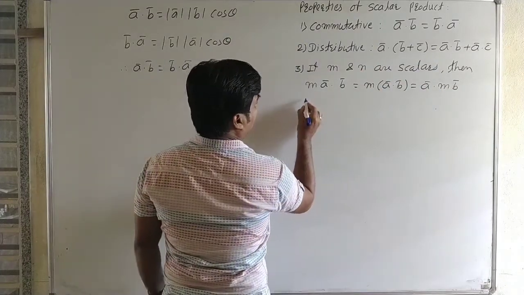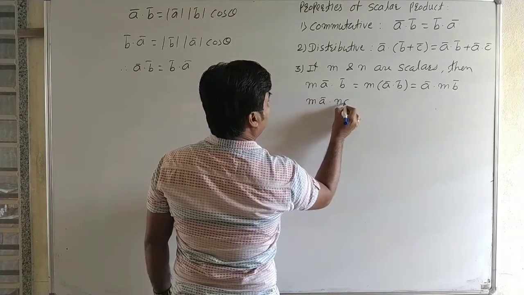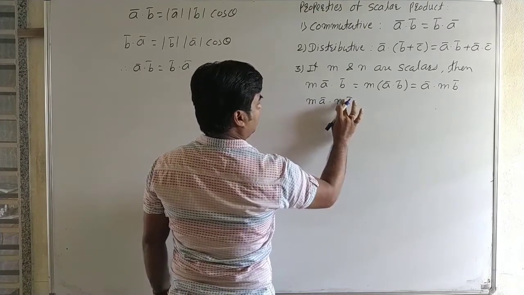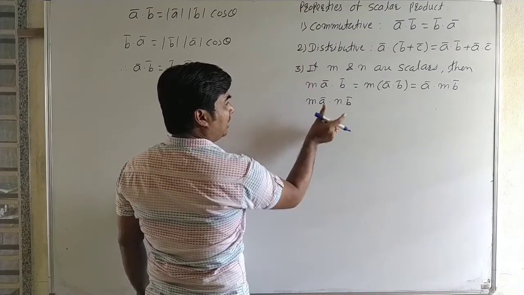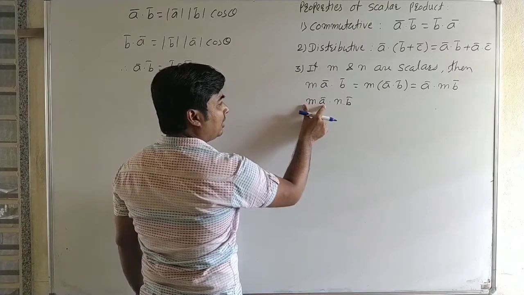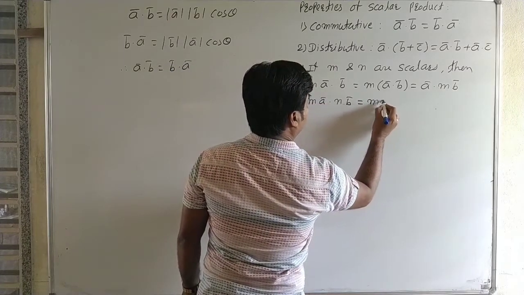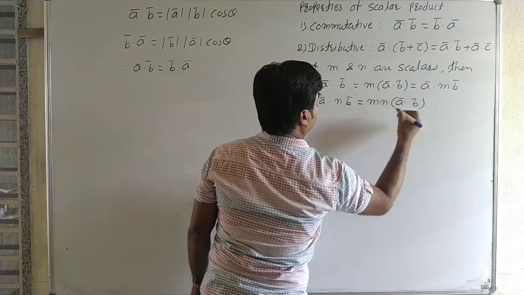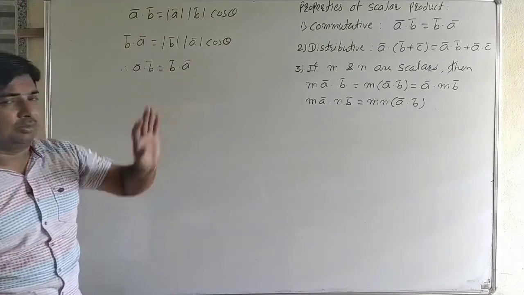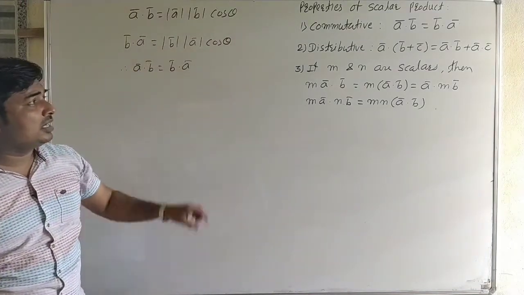multiplication. Now here suppose (m into a bar) dot (n into b bar). A bar and b bar are the vectors, m and n are the scalars. Therefore m into a bar is also a vector. Therefore we can write m into n, which are scalars, into a bar dot b bar. It is scalar multiplication. Commutative, distributive, and scalar multiplication.